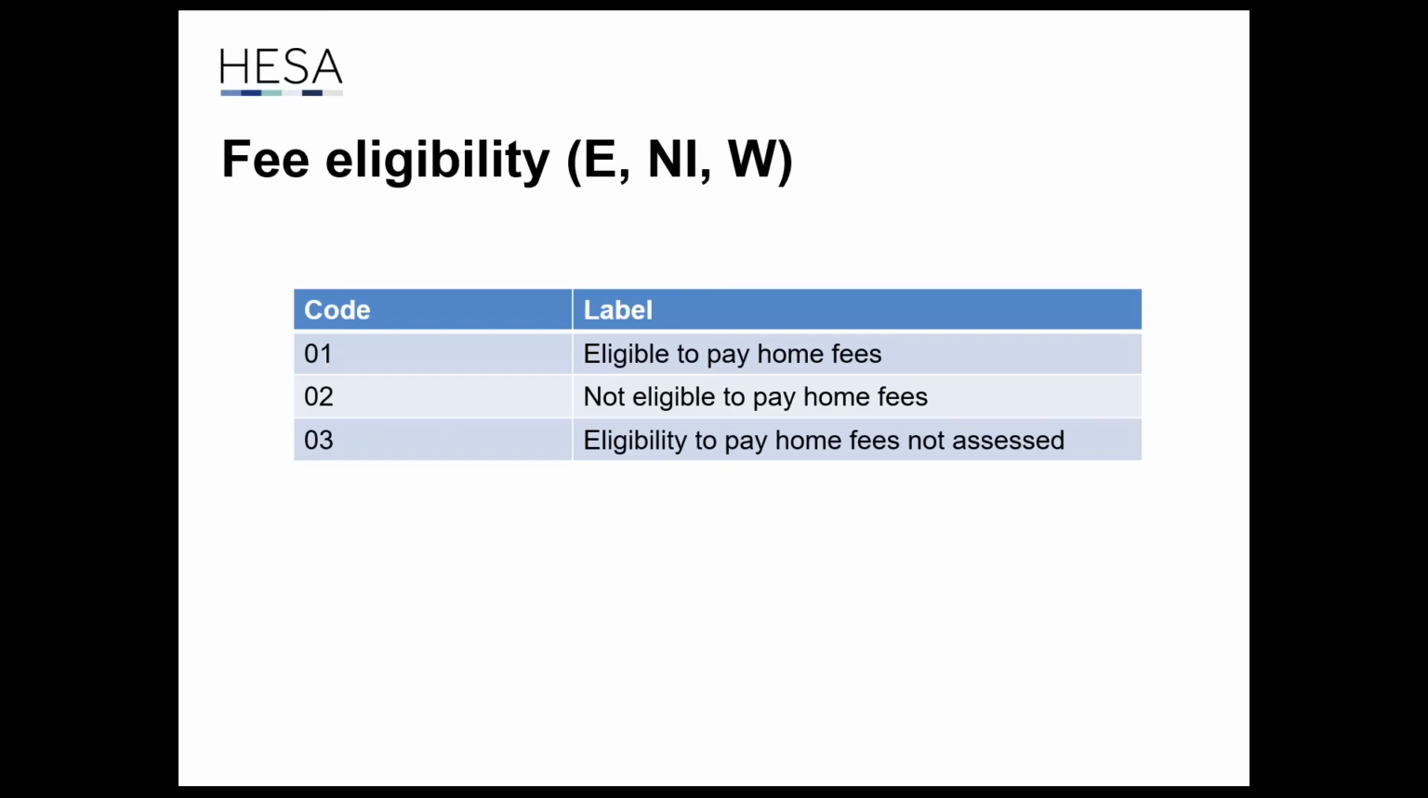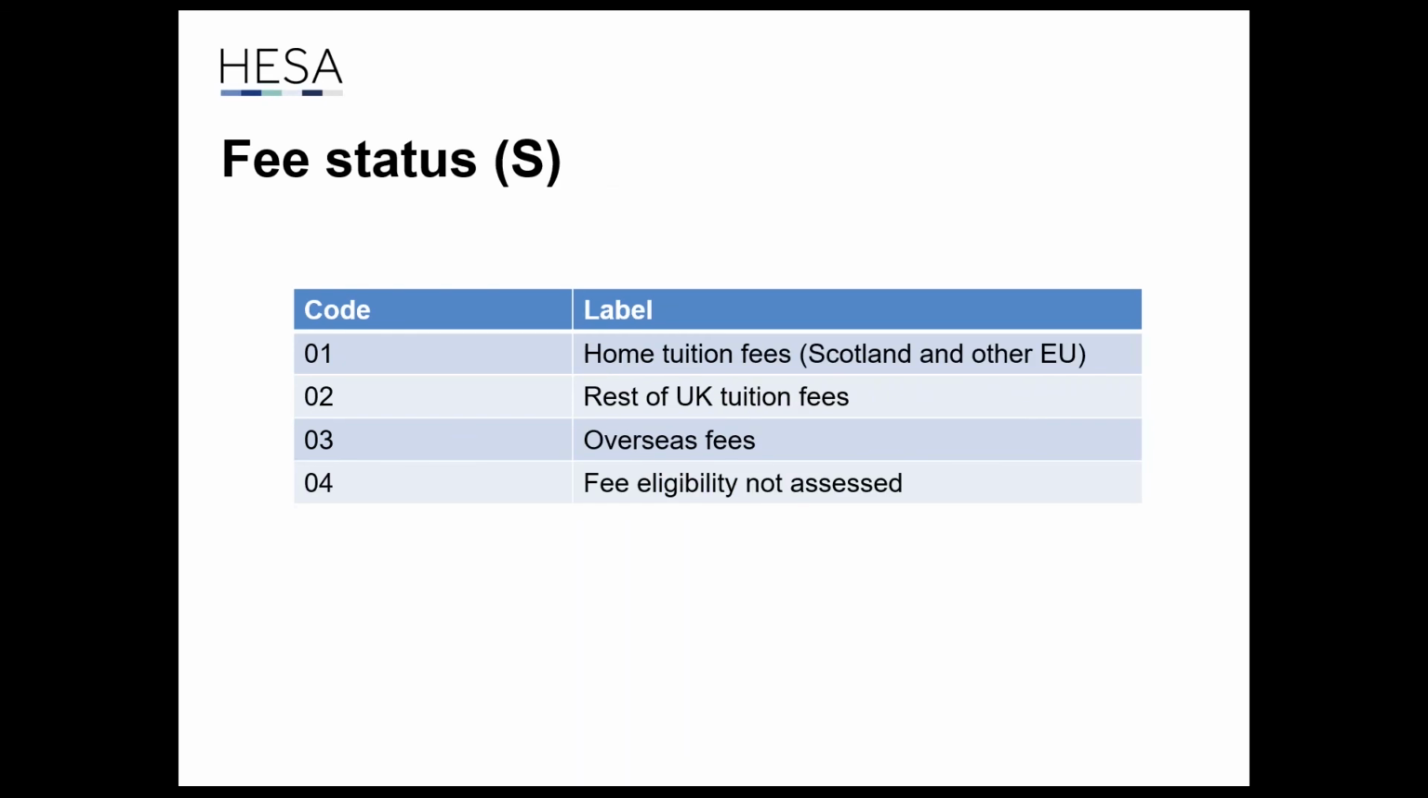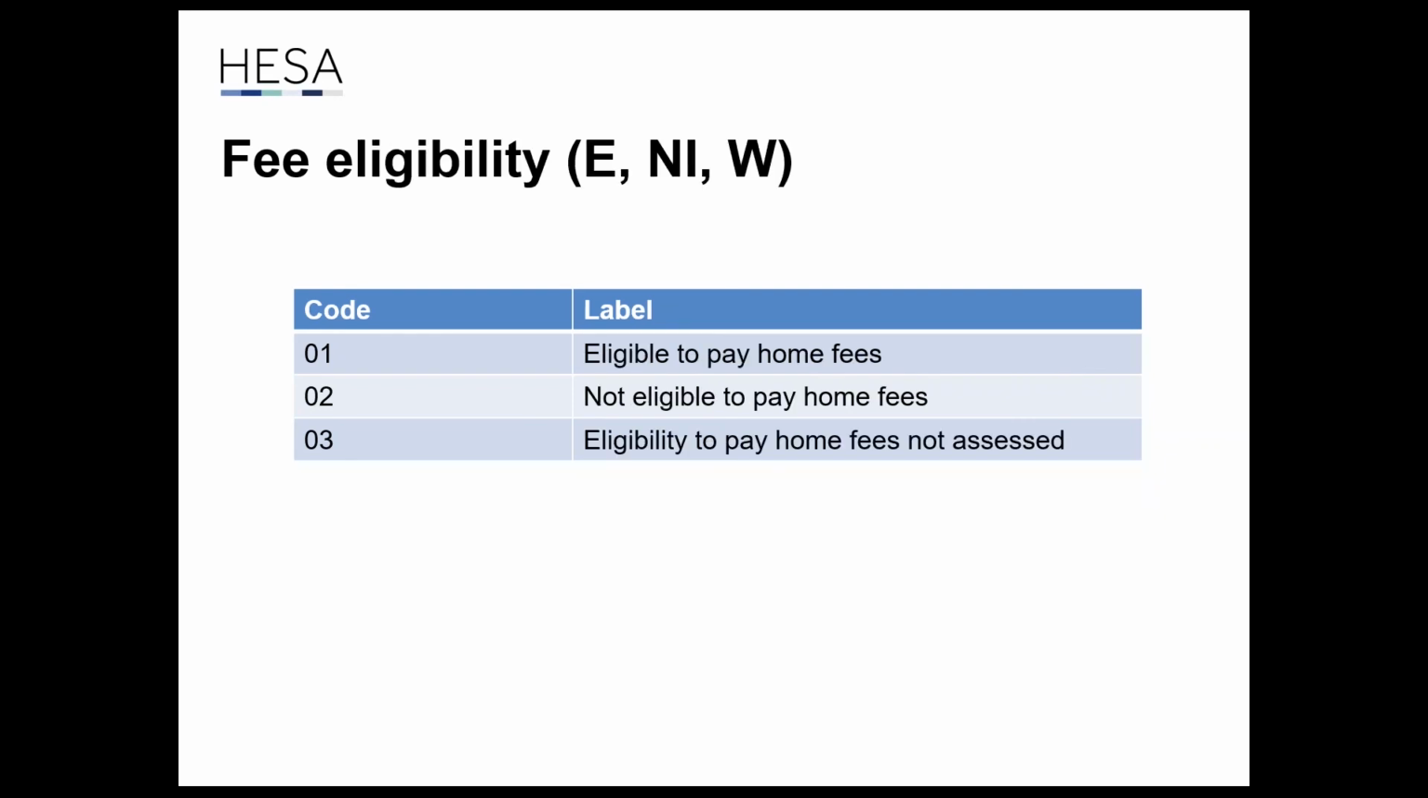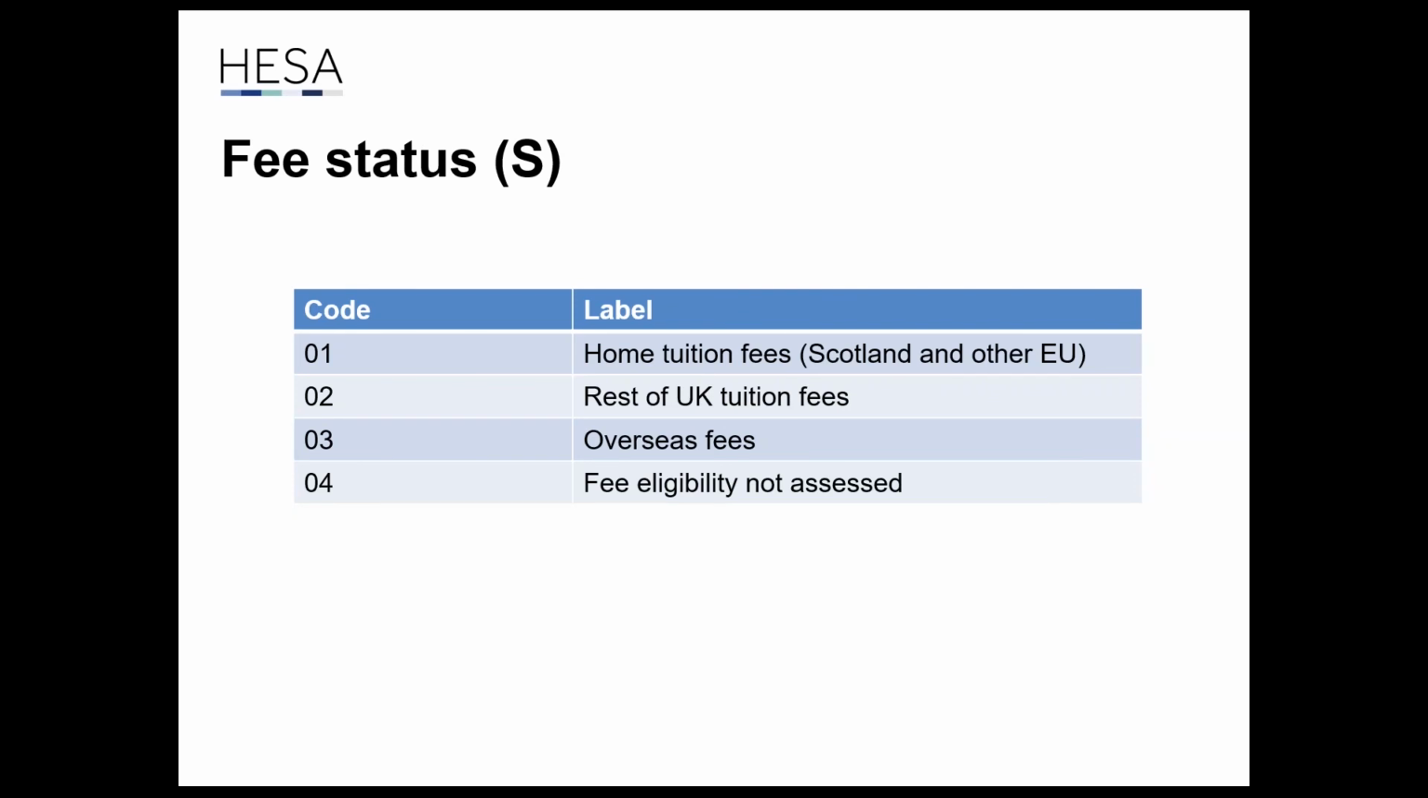In England, Northern Ireland and Wales, we're interested in whether the students are eligible to pay home fees. So it's, are they eligible, they're not eligible, or was eligibility not assessed? There is a different requirement in Scotland related to breaking out the difference between home tuition fees and the rest of the UK tuition fees, which is why we've got this in a separate field. So here we're interested in whether they're home tuition fees, rest of the UK or overseas, or again, not assessed. And the other difference is that final valid entry. Both of the fields have got that fee eligibility not assessed value, but the guidance around the use of that is slightly different between the two.